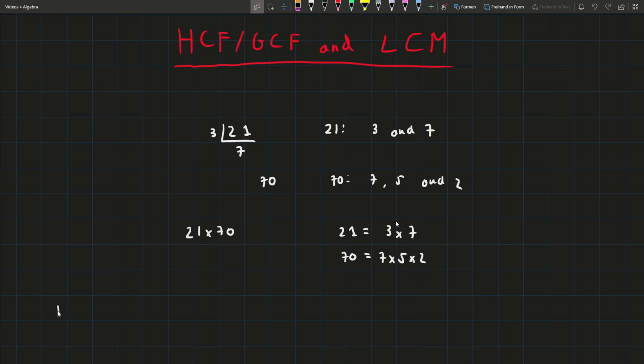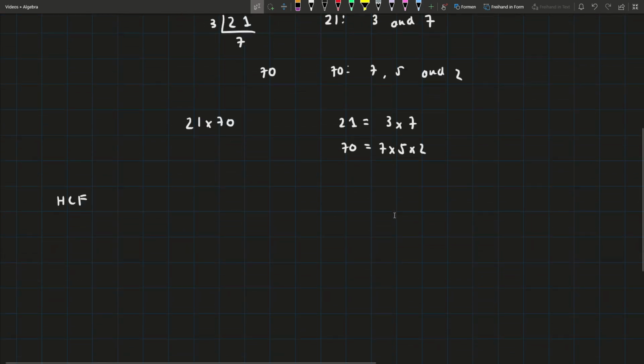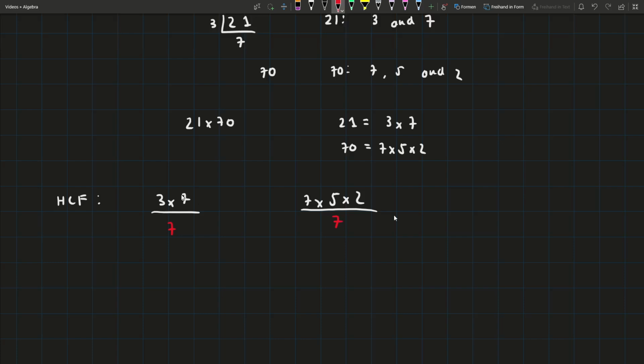Now if we want to find the highest common factor, we have to take these two numbers. We have 3 times 7, which is 21, and we also have 7 times 5 times 2. For each of these numbers, we have to figure out the biggest number that divides into both of them. Obviously 1 technically divides into both of them, but that's not the biggest number. If we divide both of them by 7, that'll go in evenly, because 7 divided by 7 is all good, and you can see we're left with 3 here, and here we're left with 10, so it goes in evenly.